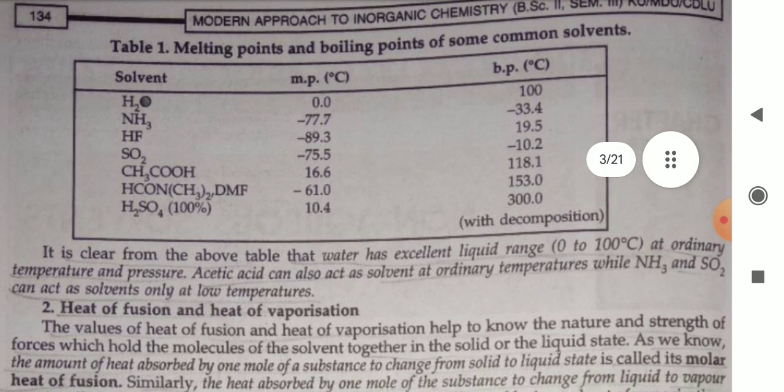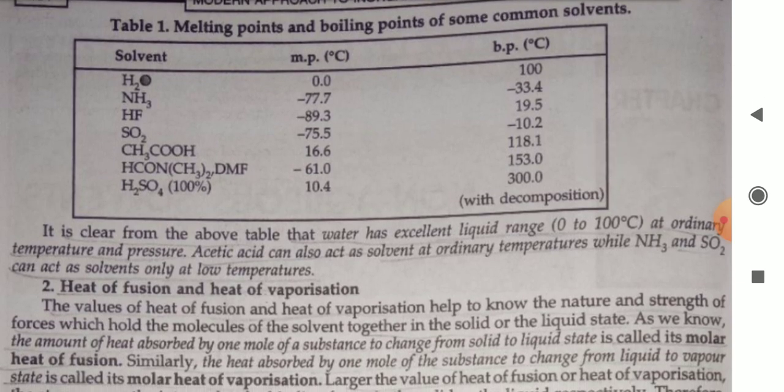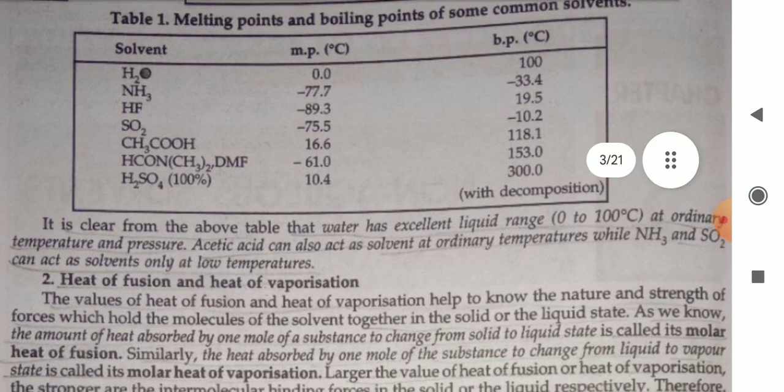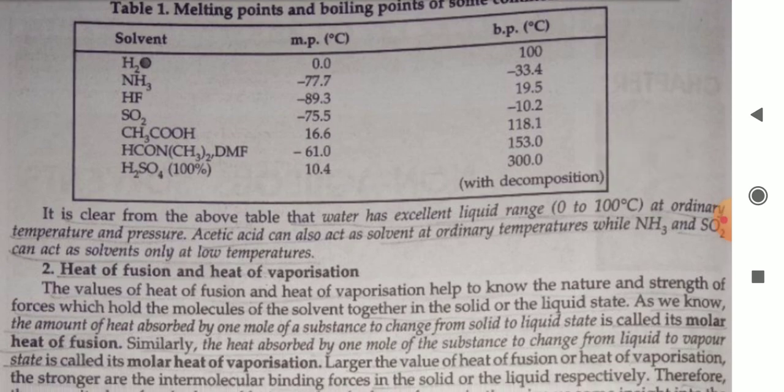H2O melting point 0, boiling point 100. Ammonia melting point minus 77.7, boiling point minus 33.4. HF melting point minus 89.3, boiling point 19.5. Sulfur dioxide melting point minus 75.5, boiling point minus 10.2. CH3COOH has melting point 16.6, boiling point 118.1. HCON(CH3)2, DMF, melting point minus 61 and boiling point 153. H2SO4 100%, melting point 10.4 and boiling point 300 with decomposition.